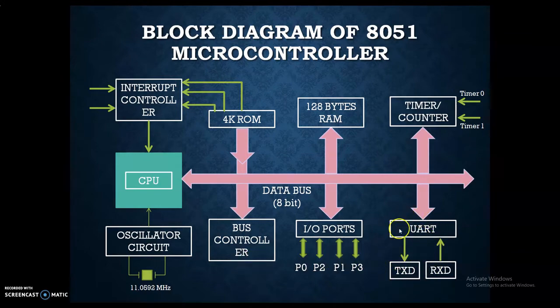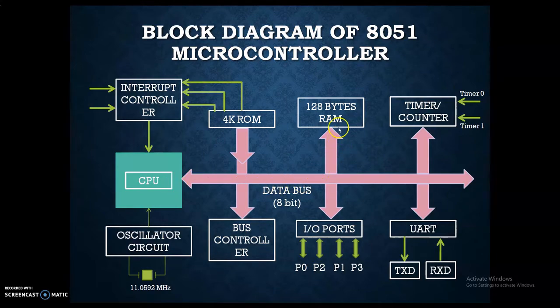And as this is serial communication, there is full duplex mode, that is transmission and reception can be done simultaneously at a time. And this is the universal asynchronous receiver and transmitter, that is UART. So this is the total block diagram of the 8051 microcontroller.